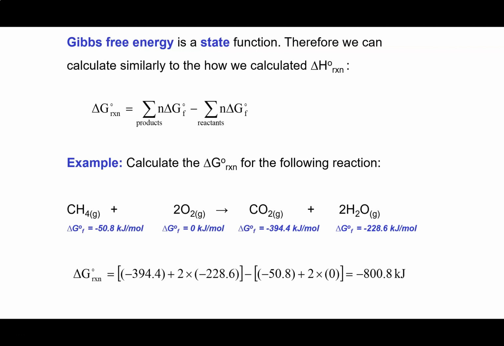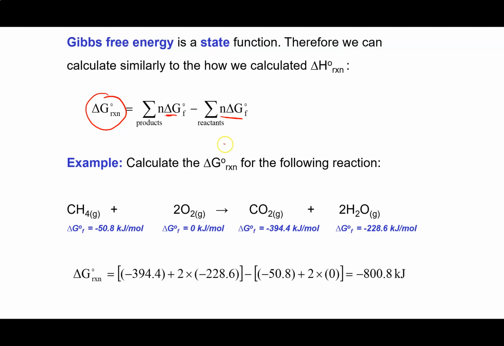Gibbs free energy, just like enthalpy, is a state function, so we can do Hess's law type calculations similar to what we did when calculating enthalpies of reaction. We can calculate the Gibbs free energy of a reaction using our tabulated Gibbs free energies of formation. We're just going to take the sum of the Gibbs free energy of formation of our products and subtract from that the sum of the Gibbs free energy of formation of our reactants. So very similar to what we were doing for enthalpies.